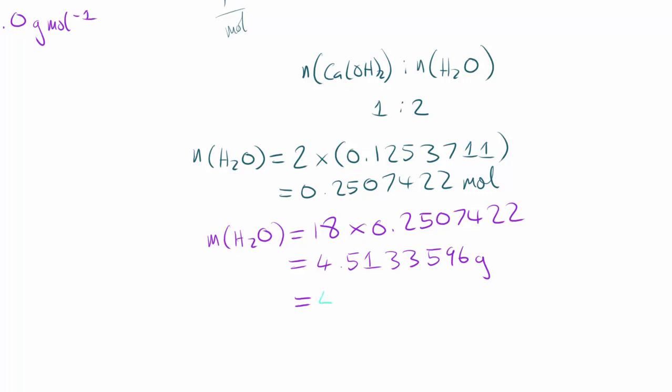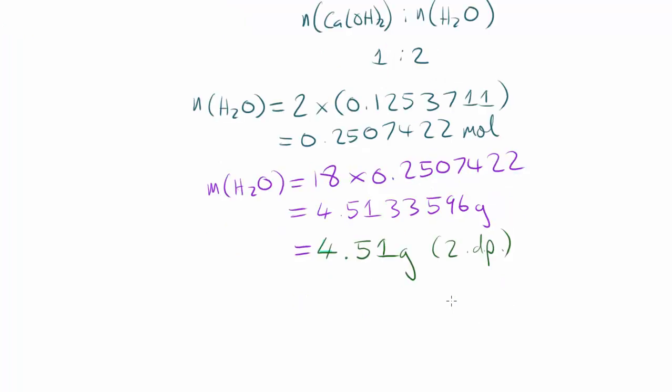So that's going to be 4.51, and that would be in grams, right? And that's the answer to 2 decimal places. So that effectively is going to be the mass of H2O produced in this reaction, right?